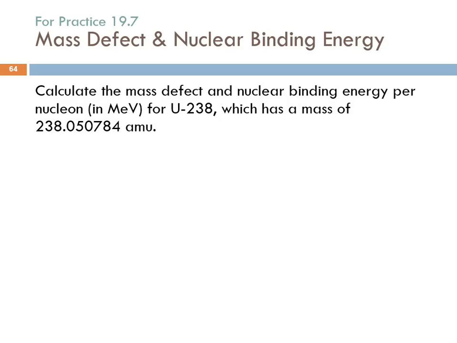So this question is asking us to calculate the mass defect and nuclear binding energy per nucleon in mega electron volts for uranium-238, which has a mass of 238.0500784 atomic mass units. So how do we figure out what the mass defect is? The difference in the mass of the components versus the mass of the actual nuclide, which is given to us. What is in uranium-238?